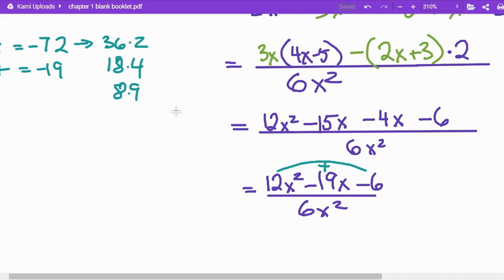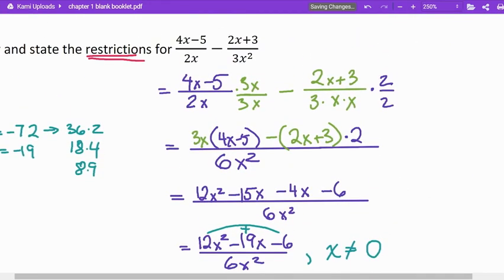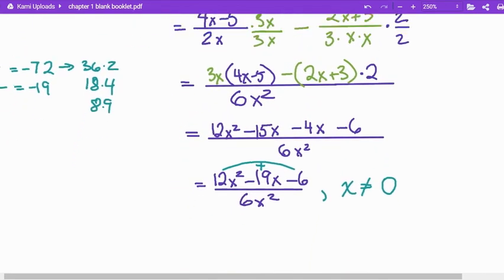I love seeing that you thought, hey, maybe we can factor it. Excellent. But now we do need to state the restrictions. What is the restriction? X cannot be equal to 0. That's the only one, right? All right, let's try. Are we good?